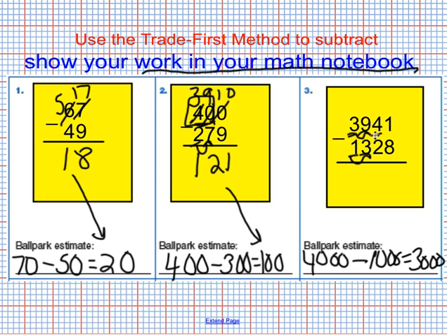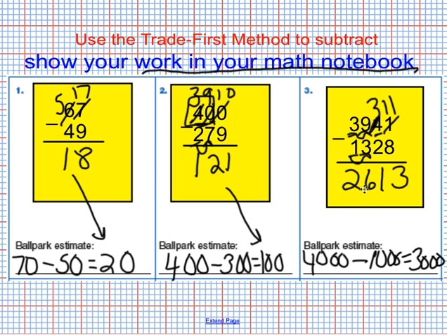1 is not bigger than 8, so we need to borrow. So I'm going to drop that 4 down to 3. Bring 10 over, join up with my 1. 11 is bigger than 8. 3 now is bigger than 2. 9 is bigger than 3. And 3 is bigger than 1. So now we can start subtracting. And we have 11 subtract 8 is 3. 3 subtract 2 is 1. 9 subtract 3 is 6. And 3 subtract 1 is 2,000.